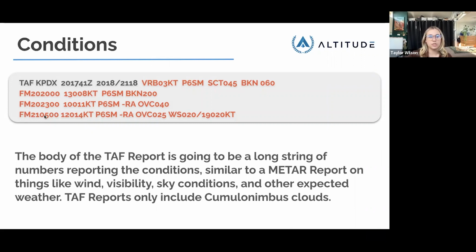Following that, from the 21st at 0500 Zulu, so quite a few hours later, they're forecasting the winds to be 120 at 14 knots, greater than 6 statute mile visibility, with light rain and then overcast clouds at 2,500. Now this WS here stands for wind shear, followed by the altitude. So they are forecasting that there's wind shear at 2,000 feet from 190 at 20 knots.